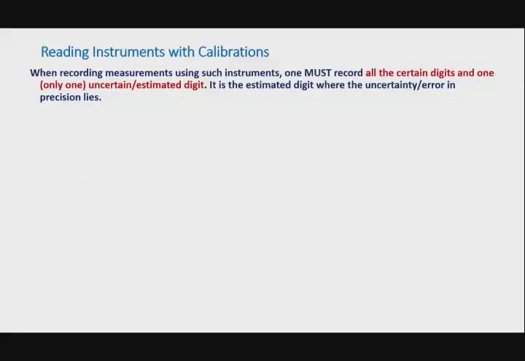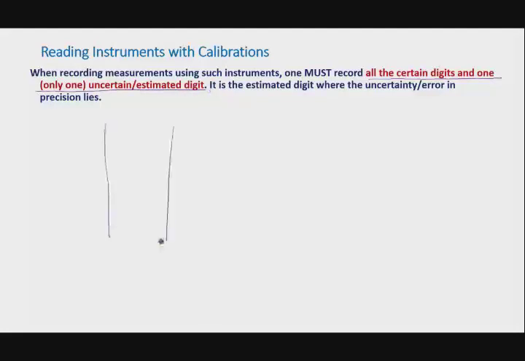It is not us who decides how to write and report a measurement, record a measurement. It is the instrument. We have to see the order of precision that the instrument allows us. When you are recording the measurement using a certain instrument, you must record all the certain digits and only one estimated digit at the end. What does that mean? Let's take a couple of examples to understand that.